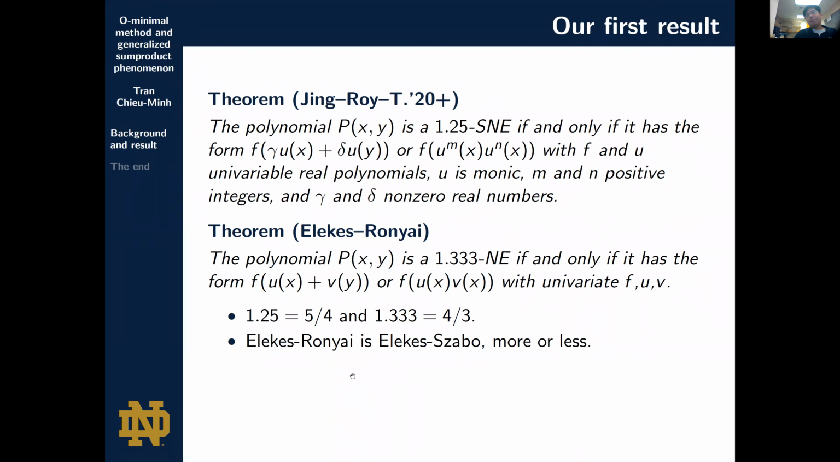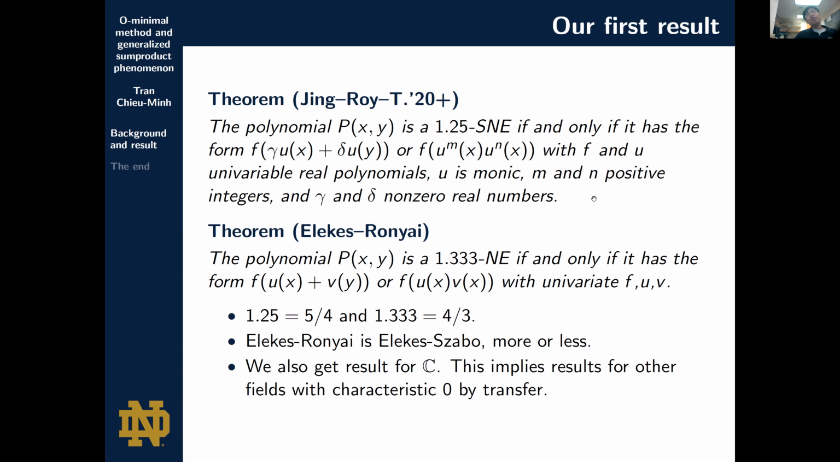And maybe in model theory, you probably hear the name Elekes more often than Elekes-Ronyai, but essentially they're the same result. You can think of Elekes as sort of the implicit function theorem version of Elekes-Ronyai, but more or less they're the same. Over here we only state the result for the real numbers, but we also have the same result for complex numbers. And just by model theoretic transfer, we can get the same result for all fields of characteristic 0. You can also get transfer to a result for characteristic p for large p.